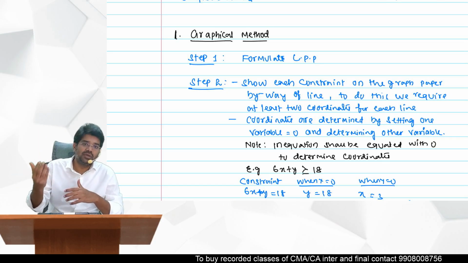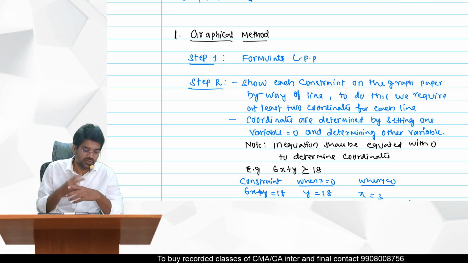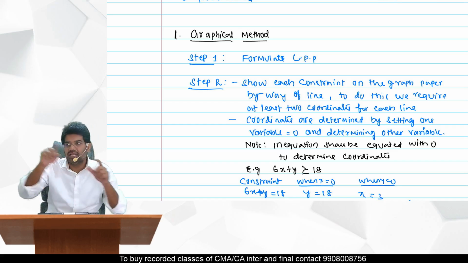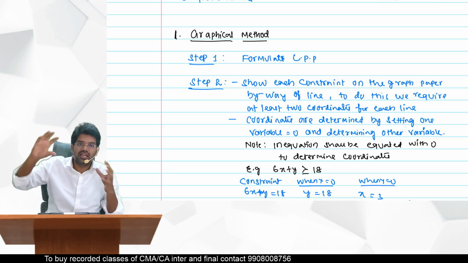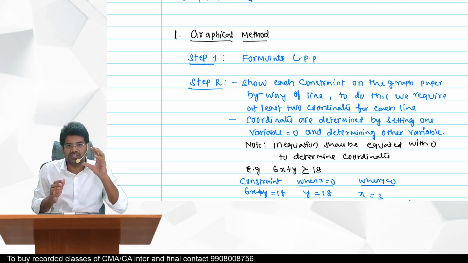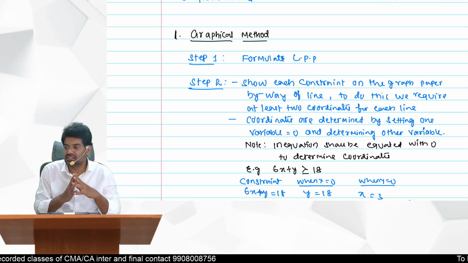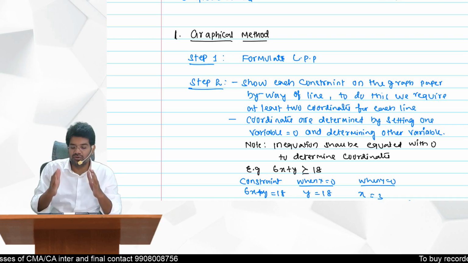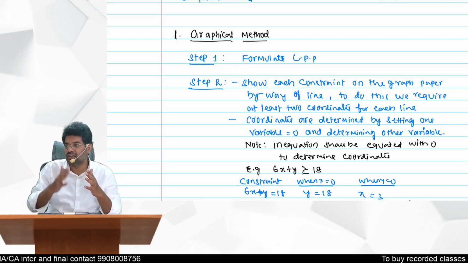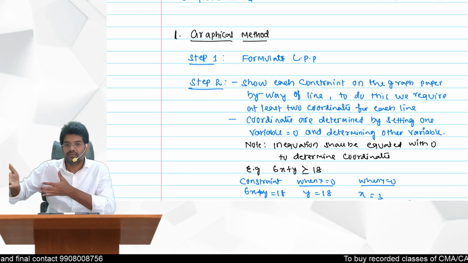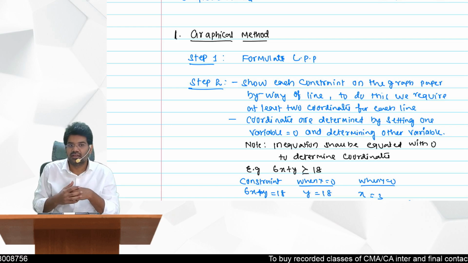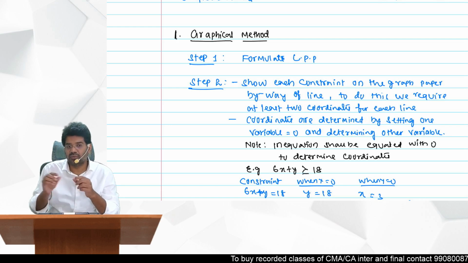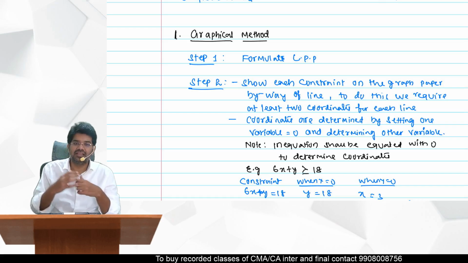To do that we require coordinates. Yes, we require two coordinates in order to form a line, one starting, one ending. For every equation you require coordinates. So for any inequation, whether greater than or less than, first you need to convert it into an equality condition. If you equate it, then we can get the coordinates.